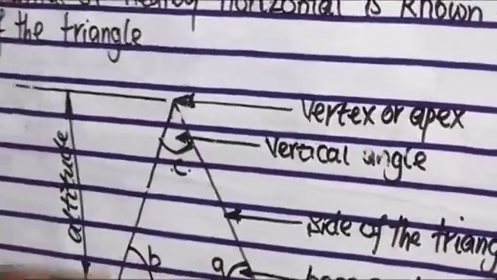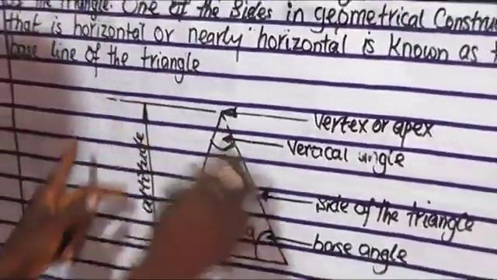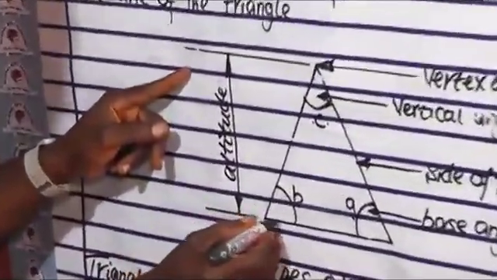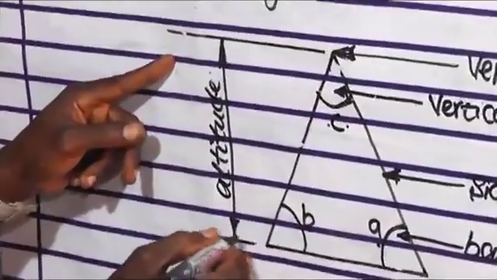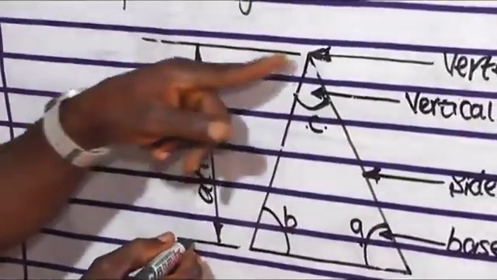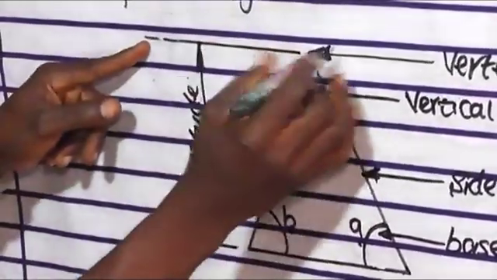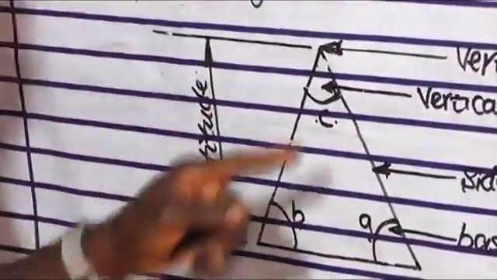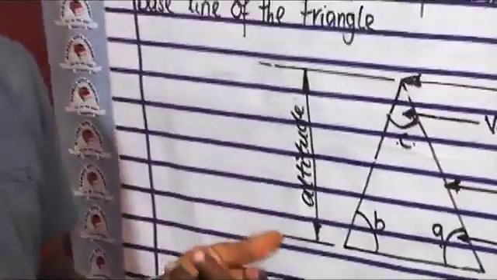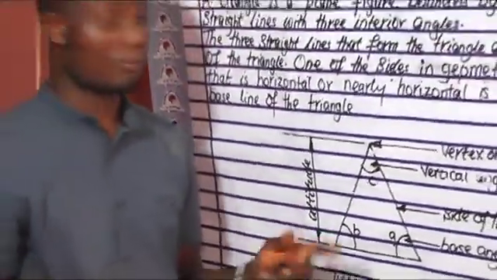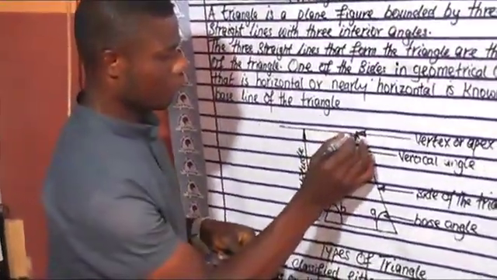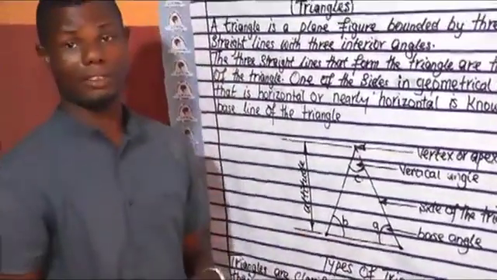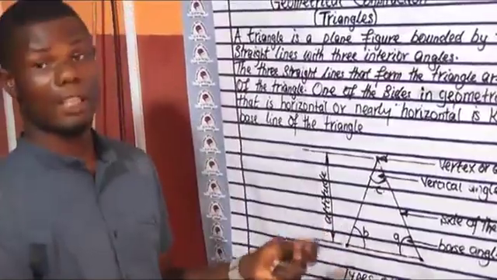Now, if you look at the drawing again, you see the distance from the base, remember this is the base line, this horizontal line, to this vertex or apex. Remember, you've been told before that a triangle has three vertices. So this is one of them. You still have another one here, and you have another one here. Those are the three vertices we have in a triangle.